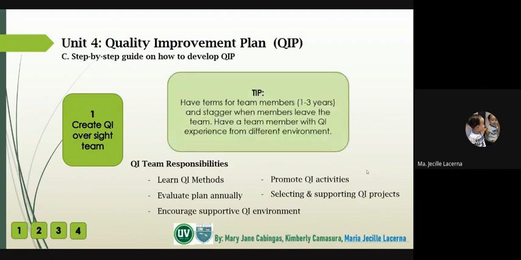This team has a tip to have terms for team members. For a team, it doesn't have to be the same people for the whole 10 years. People come and go. Some of them might be in the institution for just 1 year, so it's difficult to hold them because they're a member of the QI team. Terms can be staggered when members leave the team. So have team members with QI experience from different environments. Some may be new to your organization, but in their previous organization, they experienced formulating and developing a QIP. So it will be helpful for the team and for the whole organization as well.